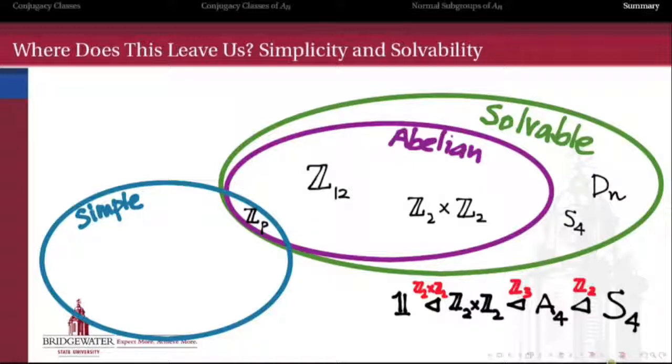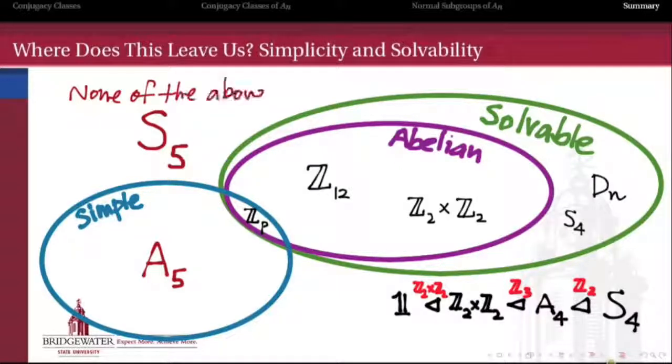But according to the last slide, and according to the details that you are going to supply, A5, the alternating group on 5 symbols, is a simple group. And therefore, because it's simple and it's not Z mod p, it's not solvable. Which means that S5 is really left out here in the cold. S5 is not simple, it's not abelian, it's not solvable, which is the really important part of all of this.